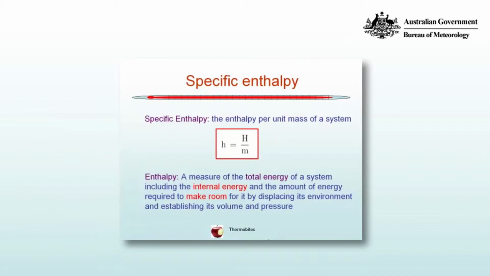Before we move on to discuss what latent heat is, we need to define something known as specific enthalpy, which is the enthalpy per unit mass of a system. Lowercase h is equal to uppercase H divided through by m, the mass of the system. Remember that enthalpy is a measure of the total energy of a system, including the internal energy U, and the amount of energy required to make room for it by displacing its environment and establishing its volume and pressure, and that's PV. So lowercase h is equal to U plus PV all over m.